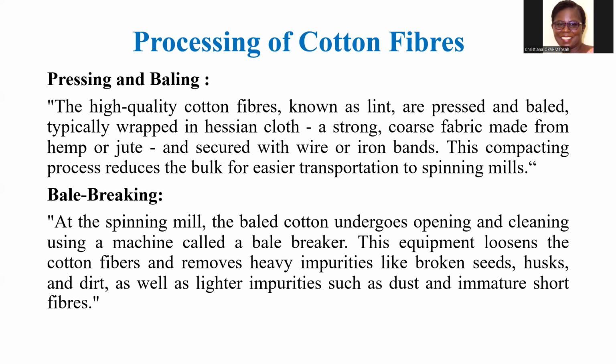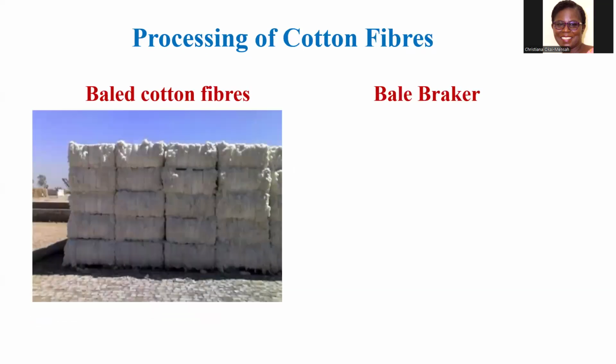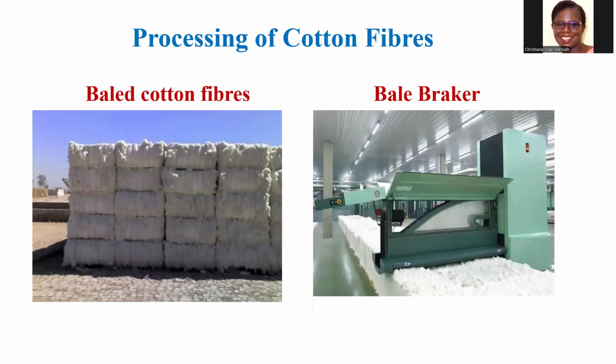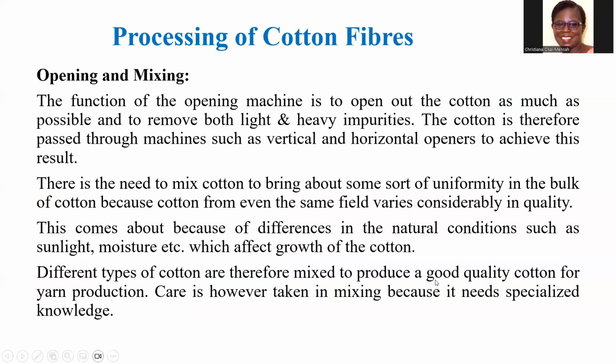And that is, we need to break the bales. So at the spinning mill, the bale cotton undergoes opening and cleaning using a machine called a bale breaker. This equipment loosens the cotton fibers and removes heavy impurities like broken seeds, husk, and dirt, as well as lighter impurities such as dust and immature short fibers. So this is cotton in bales. We pack them in full bales, then they are sent to the industry. When you get to the industry, you have a machine called a bale breaker that will help us break it so that we can have the fibers to work with.